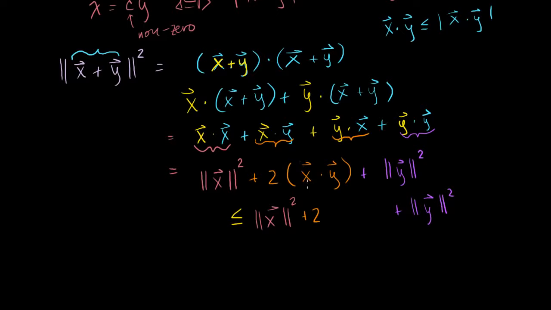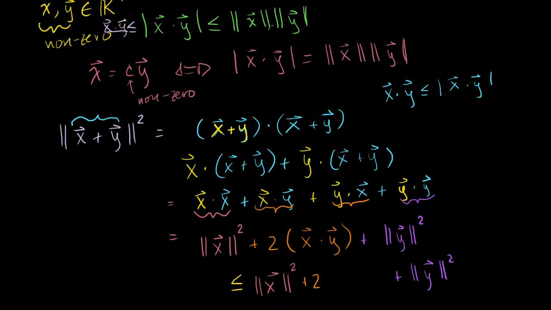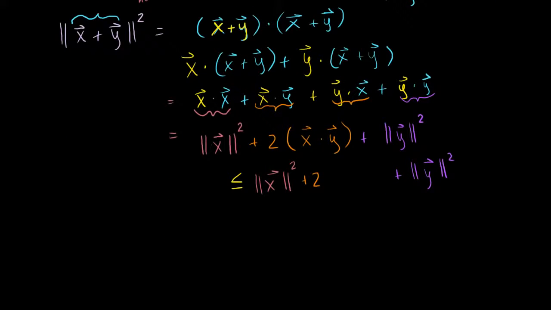Now this, I'm saying, is definitely less than the absolute value of x dot y, which is definitely less, by the Cauchy-Schwarz inequality, than the product of the two lengths. So I'm just replacing this with the product of their two lengths. So I'm going to put the length of x times the length of y. And since this is the same as that, this whole term has to be less than this whole term.